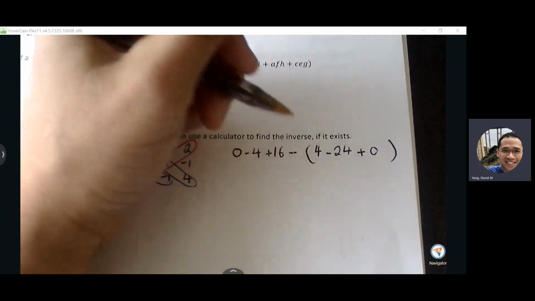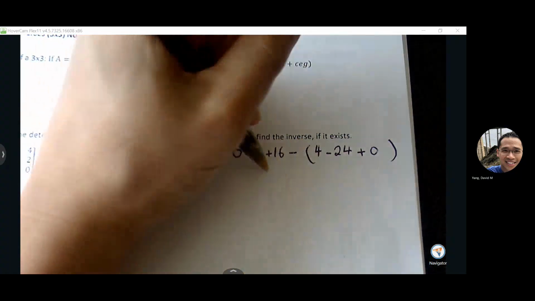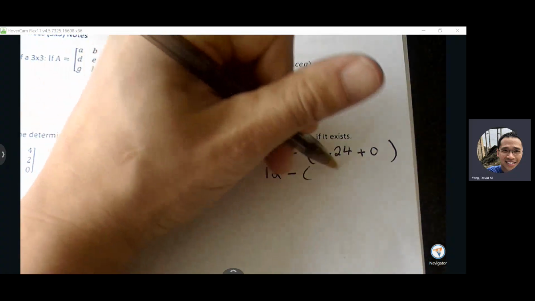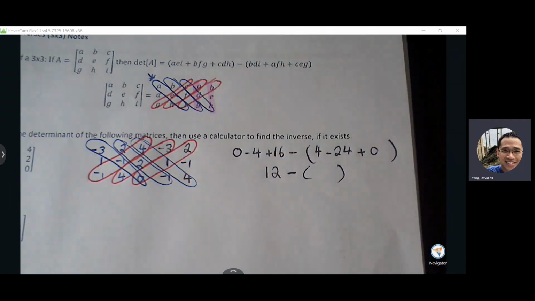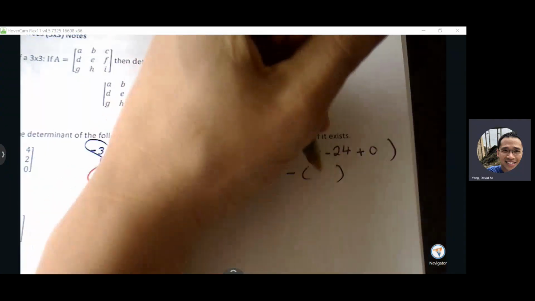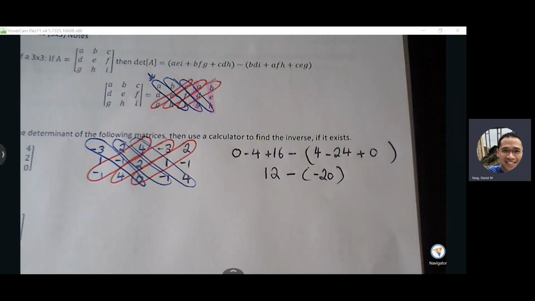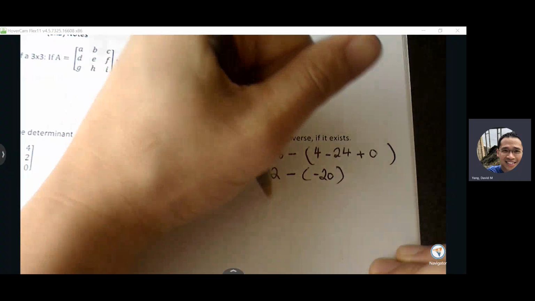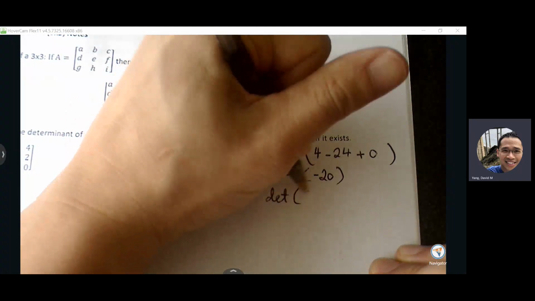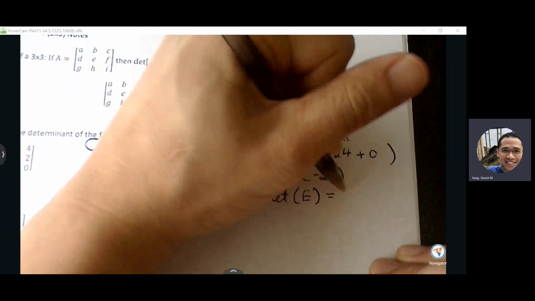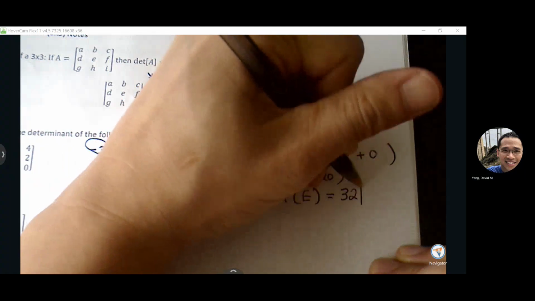So now I'm just going to combine this together. -4 plus 16 is 12. Minus 4 minus 24 is -20. So I've got to keep track of my 2 negatives there. 12 minus -20, that's the same thing as 12 plus 20. So I can say the determinant of matrix E is 32.